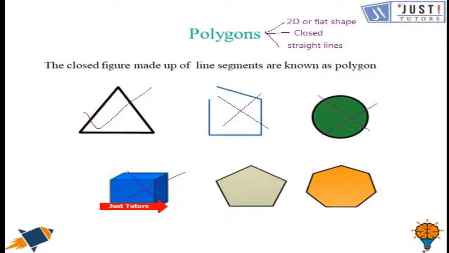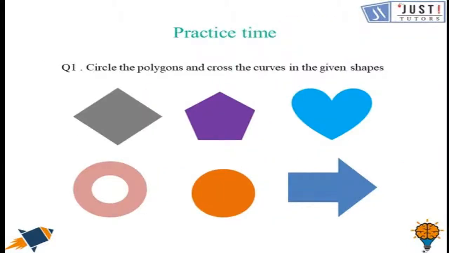Let's talk about the next shape. So it's a 2D shape, it is closed, and all of its lines are straight, and that is why it's a polygon. Let's talk about the next shape. So if I talk about the shape, that's 2D, that's closed, and all the lines are straight, and that makes it a polygon. So now let's move forward, and here are a few practice time questions for you.